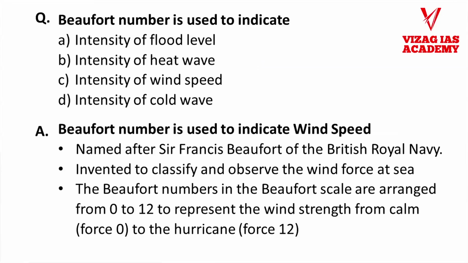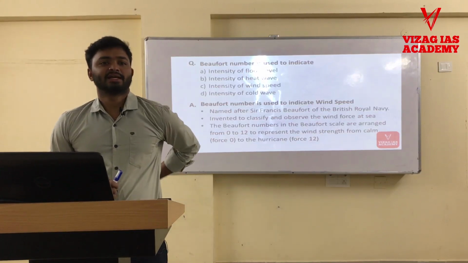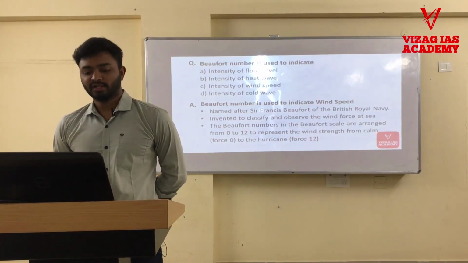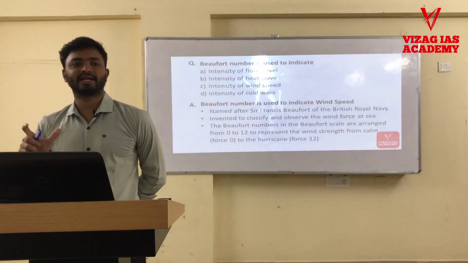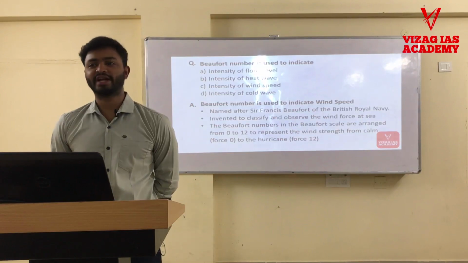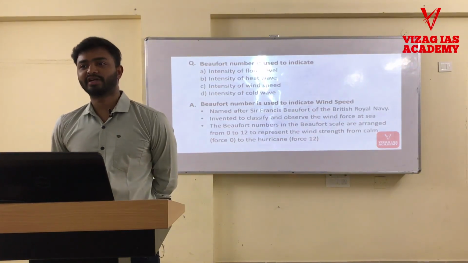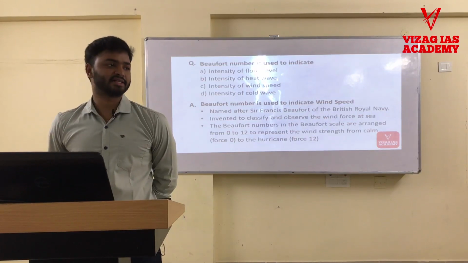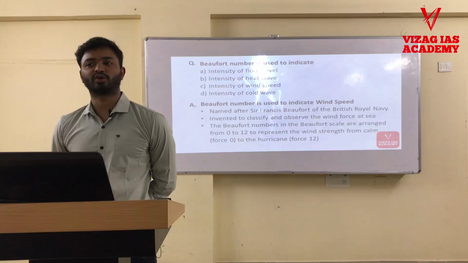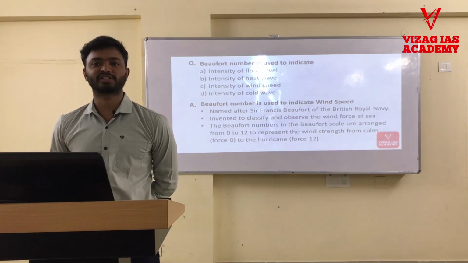Next is the Beaufort number. The Beaufort scale is used to indicate the intensity of wind speed. It is a scale ranging from 0 to 12. 0 indicates that there is no wind activity, but as the number increases, the wind intensity and the speed of wind are increasing. Basically the Beaufort number is also used to indicate the strength of a cyclone or hurricane, how fast they are approaching, and how fast the winds are moving.